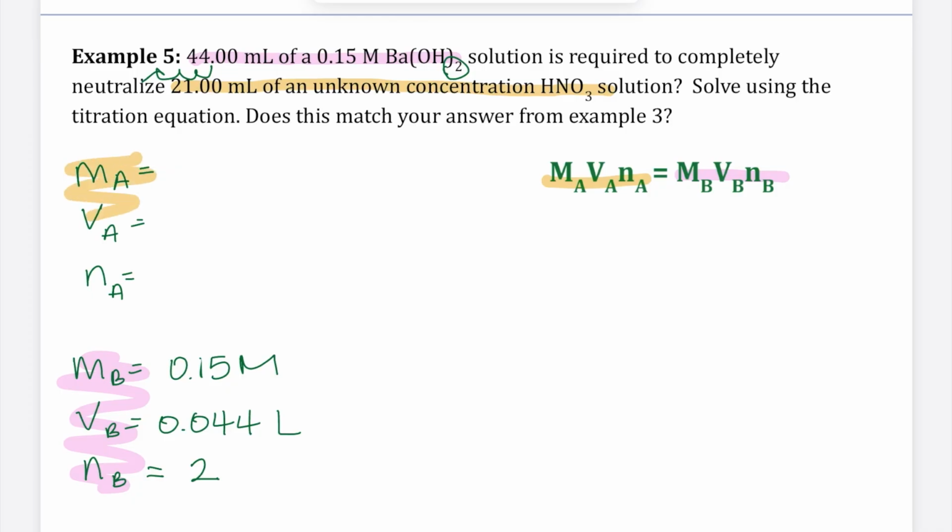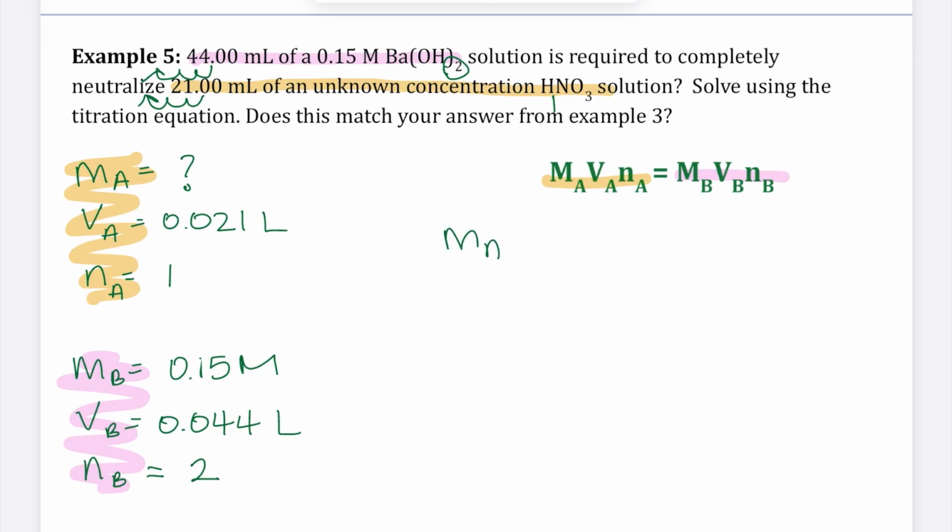Looking at my acid now, we have 21 milliliters, so moving that decimal 1, 2, 3, 0.021 liters. Of an unknown concentration, we're looking for molarity of A. HNO3 solution, I have 1 H, so my Na is 1. So I have all but one piece of information here. Our compounds were provided for us. If we didn't know our compounds, we would need to write neutral compounds so that we could figure out the hydrogens and the hydroxides in each for our N values. But now I can go ahead and plug these in.